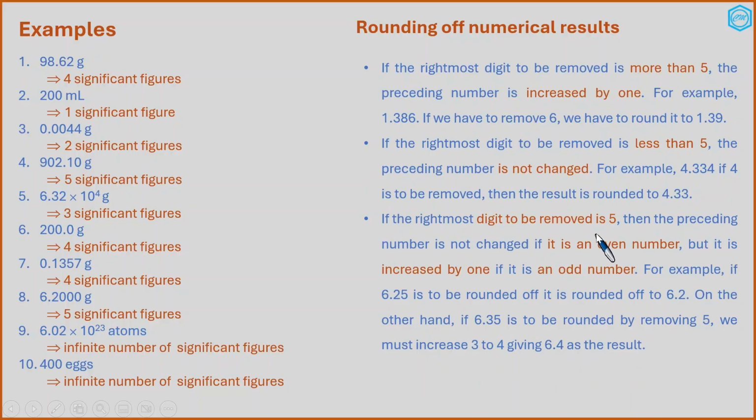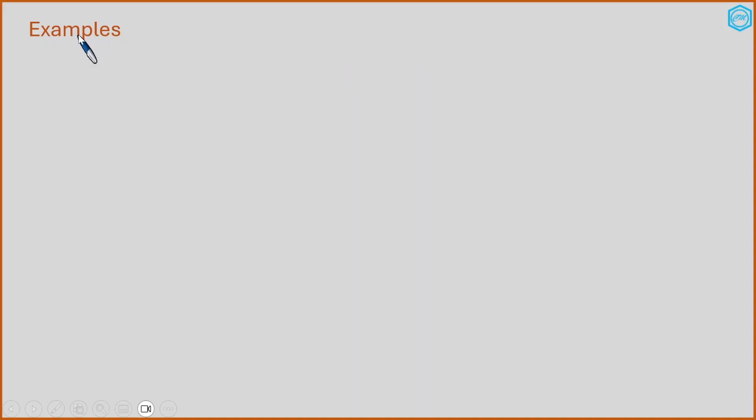If the rightmost digit to be removed is 5, then the preceding number is not changed if it is an even number, but it is increased by 1 if it is an odd number. For example, if 6.25 is to be rounded off, it is rounded off to 6.2 because the number to be removed is 5 and the preceding number is 2, which is an even number. On the other hand, if 6.35 is to be rounded by removing 5, we must increase 3 to 4, giving 6.4 as the result. Let us consider some examples.